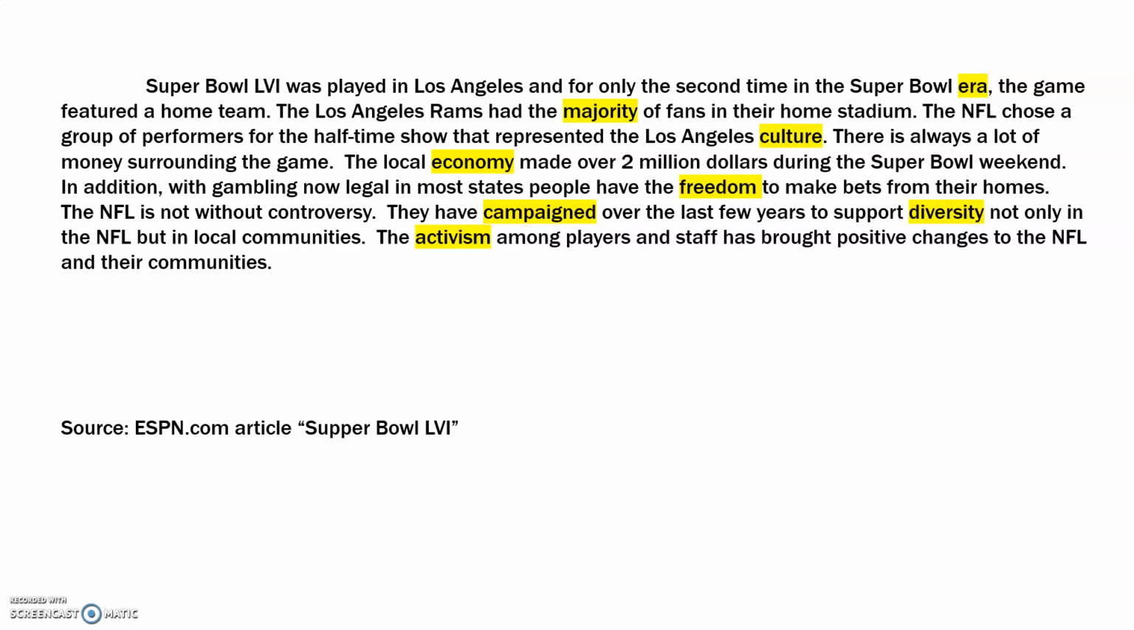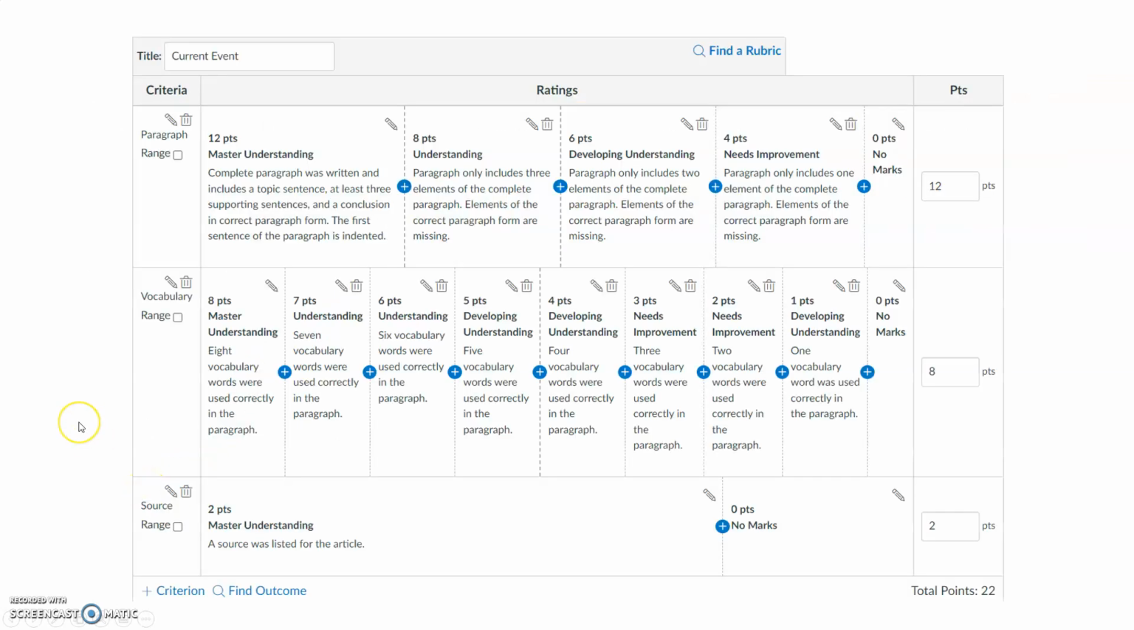I got this source from an ESPN article online, and it was called Super Bowl 56. You can get your source anywhere. It can be a magazine, a newspaper article. You can find it somewhere online. Just make sure to note somewhere on your page where that source came from.